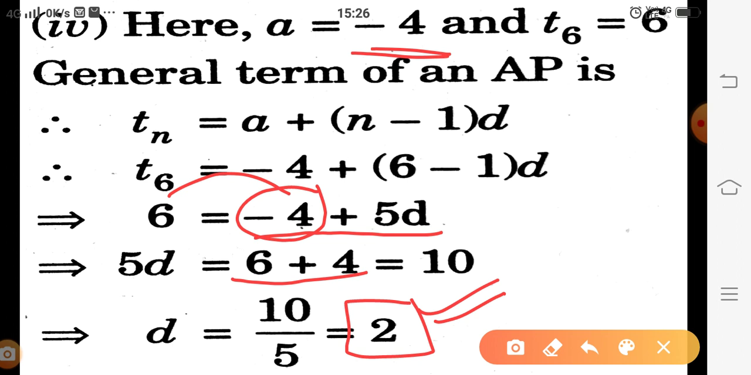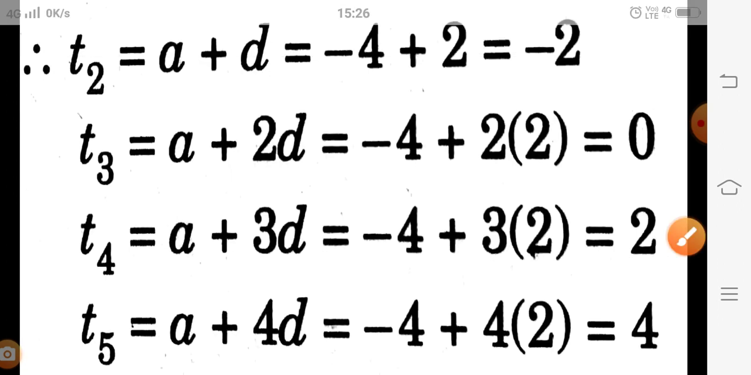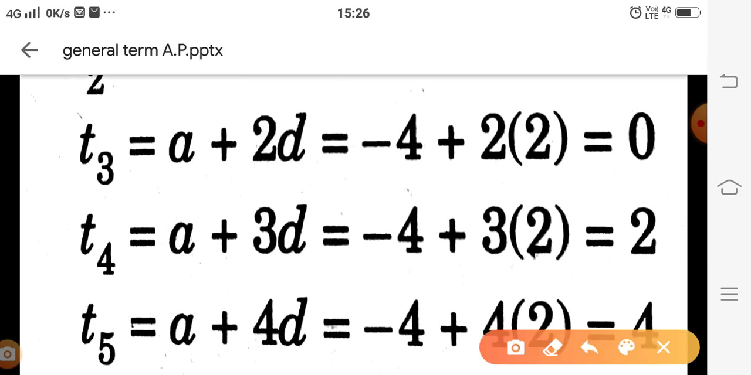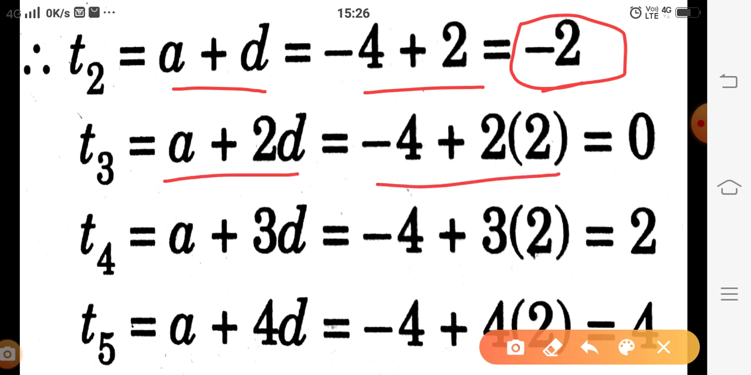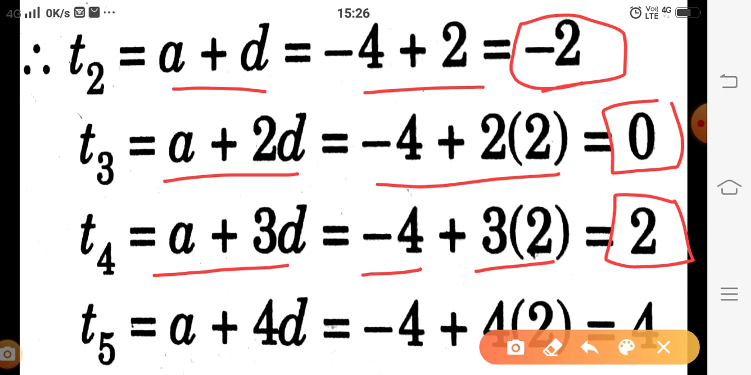Then what we have to find, we have to find the second term of the given AP. The second term we are getting as a plus d, the sum of these two. Then on solving this, we are getting minus 2 here, minus 4 plus 2, and a plus 2d we are getting minus 4 plus 2 into 2. Then 4 minus 4 we are getting 0. Same for the fourth term, a plus 3d. Put the value of a and d, then on solving 6 minus 4 we are getting 2, and the last one we have a plus 4d, and if you are putting the value minus 4 plus 8 we are getting plus 4.